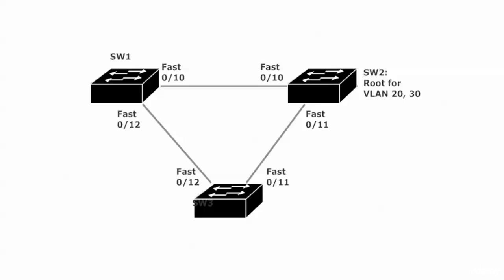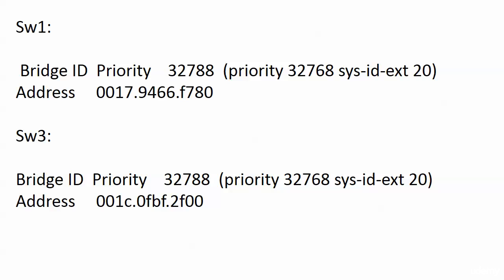But let me ask you before we move forward, if switch two were to meet with an unfortunate accident, would switch one become the root for VLANs 20 and 30, or would switch three? And this should be really quick for you. You're probably looking at it now. You already got the answer before I finished the question.